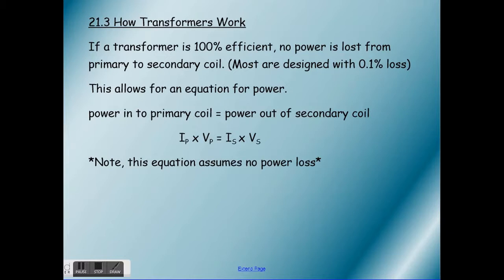Just look at the notes from last time. The power in should be the same as the power out. The formula for power is current times voltage. So the current times the voltage in the primary coil should be equal to the current times the voltage in the secondary coil.